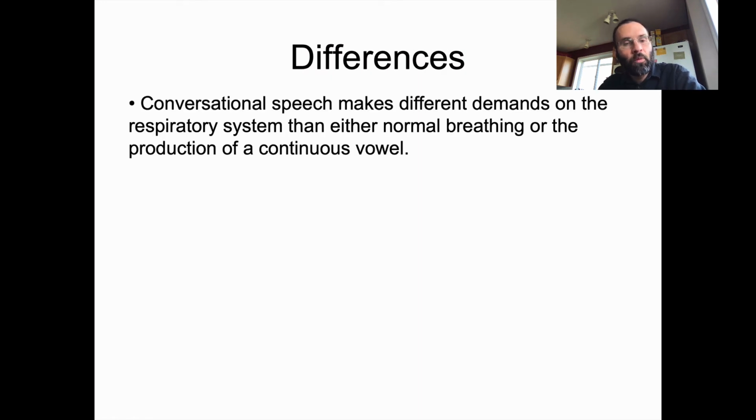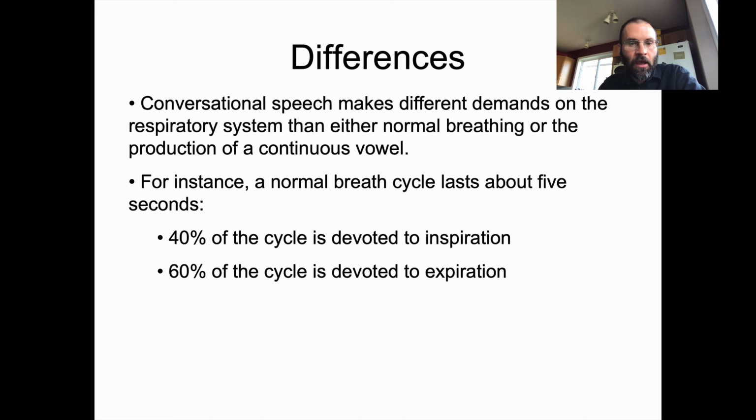Okay, when we actually do speak, the way we breathe is a little bit different from how I've been presenting it so far. We have slightly different demands on the system than either normal breathing or the production of a continuous flow of air for whatever reason. So for instance, a normal breath cycle will last about 5 seconds. There's 60 seconds in a minute, right? So that means you breathe about 12 times per minute. Quick math, I think that means you do like 720 breaths per hour, and I can't quite off the top of my head do the math for how many times you breathe during a day, but it's over 15,000 or so. So that's a lot of breaths when you think about it.